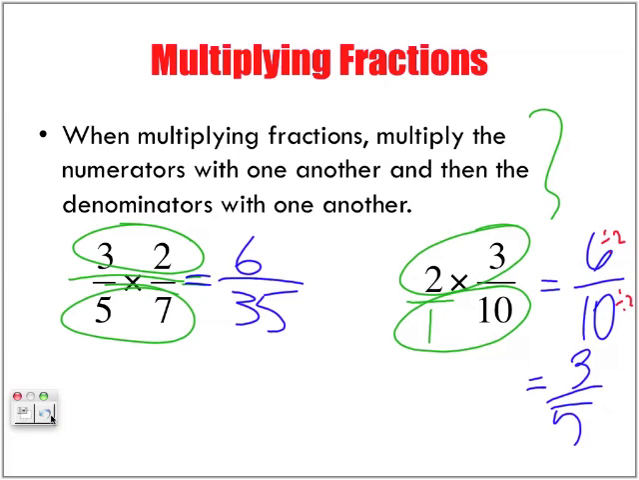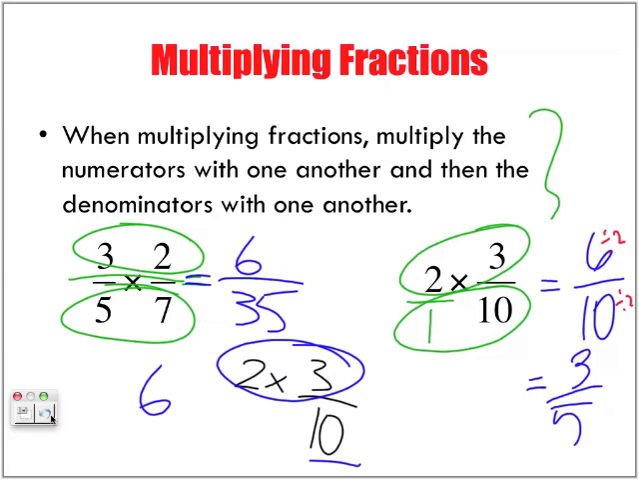Now, another way to do it, when we have the whole number, is to ignore the whole number over 1. Let me rewrite this: 2 times 3 over 10. Treat the whole number as a numerator. So all you're doing is multiplying 2 times 3, which is 6, and the denominator that's there stays there. That's another way of solving a question like that. Then simplifying that, we do the same thing and get 3 over 5.